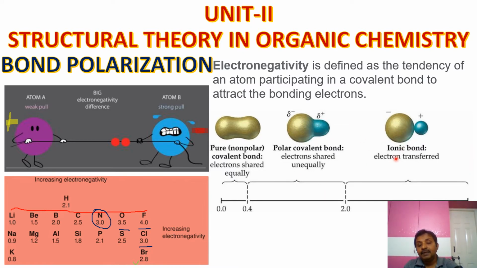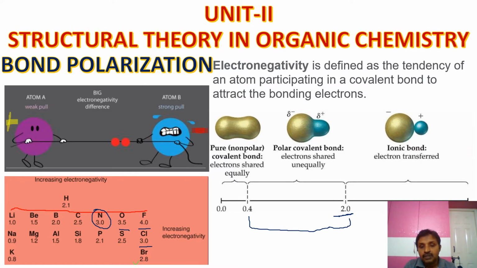If electrons are completely lost by an atom, then it gets a positive charge, forming a cation, and the atom which gains the electron is called an anion. The electrostatic force of attraction between the two ions is called an ionic bond. So ionic bonds form whenever the electronegativity difference exceeds 2.0. Then the bond becomes ionic.